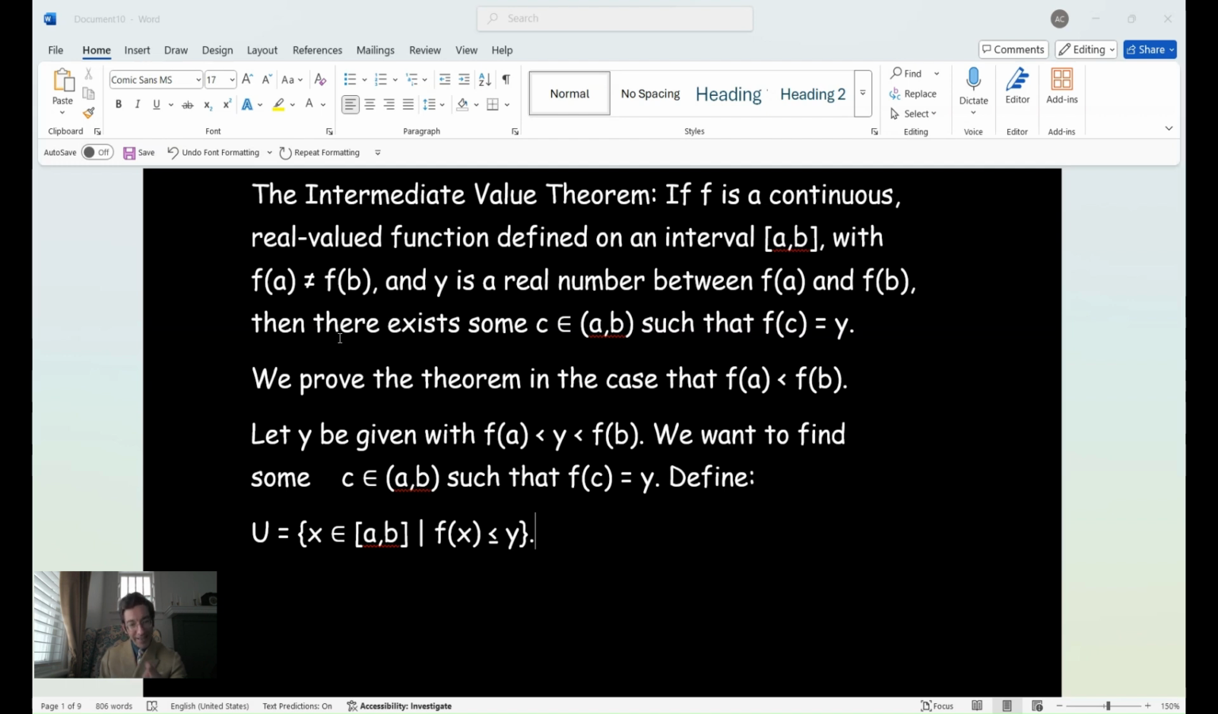Now, what we see here is, if we say that f of a is less than y, then we would say the set U is not empty, obviously, because a is an element of U. And like any collection properly fenced in, we would say it is bounded above. So in other words, it has a supremum, a least upper bound, a natural leader, if you will. And we can call this c equals the supremum of U. But then we have to establish that f of c is going to equal y.